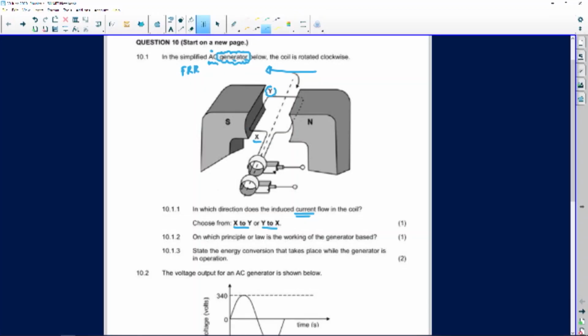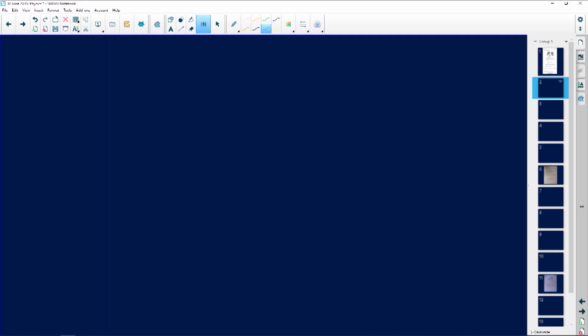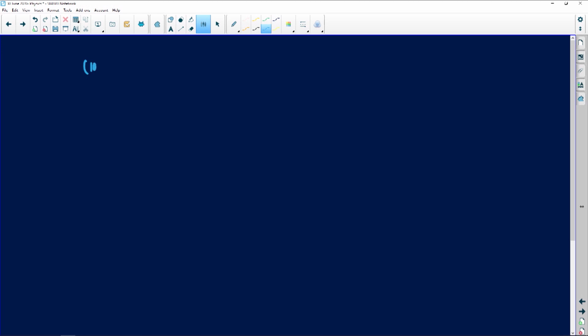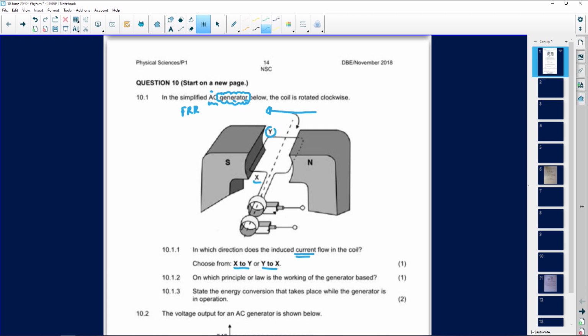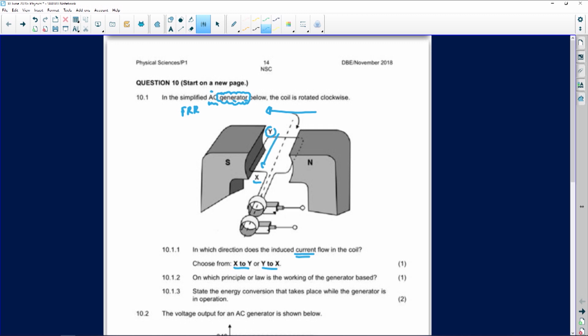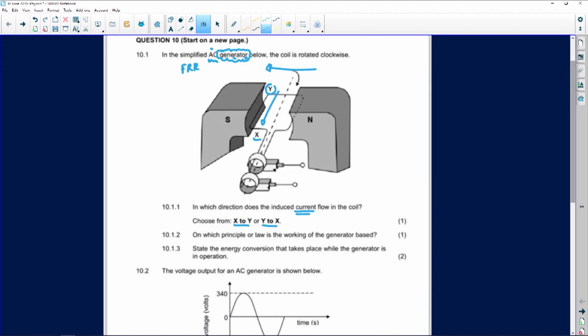So let's do the first one here. So this is 10.1.1. So with 10.1.1, the current is moving Y to X. Remember, you have to use Fleming's right-hand rule, so we can already see that the current is going to move in that direction. Remember, because it's alternating current, it's going to change as it moves along. So let's look at the next one.